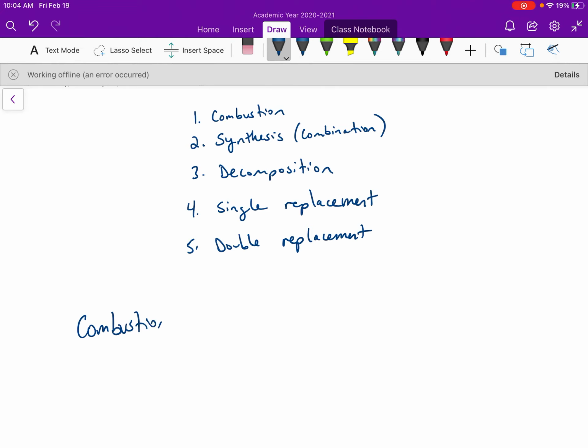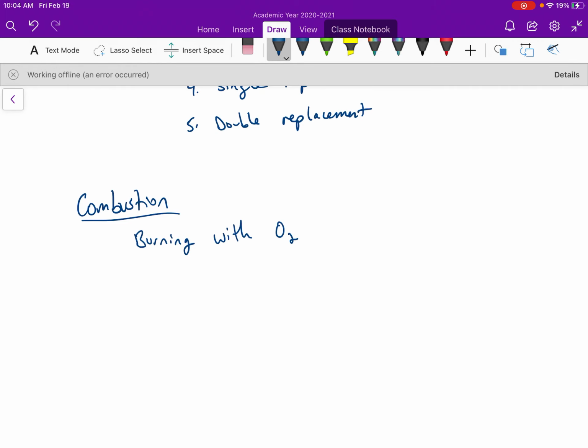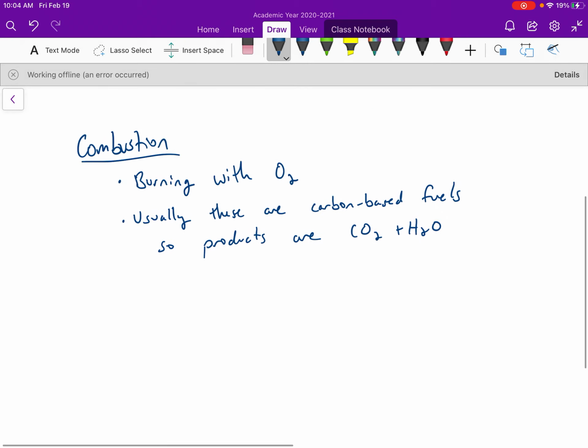Combustion. What do you think of when you hear combustion? Hopefully you think burning, right? And specifically it's burning with oxygen, okay? Usually these are fossil fuels or carbon-based fuels. So the products are CO2 and water. And so a combustion reaction looks like fuel plus O2 gives us CO2 and water. Okay?